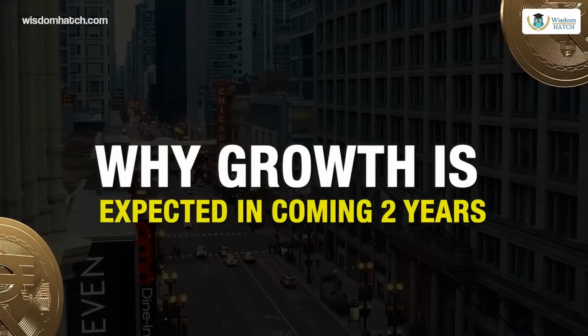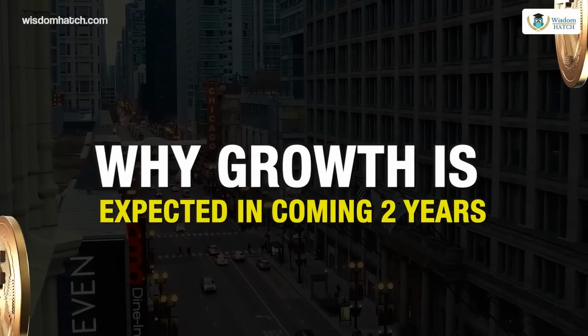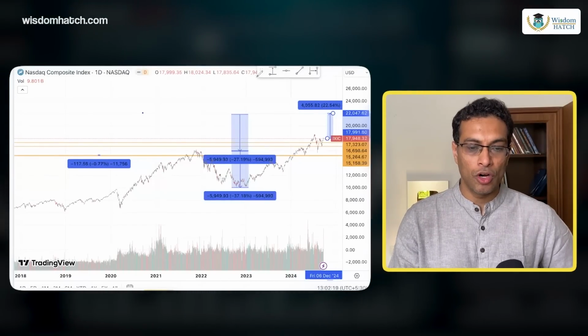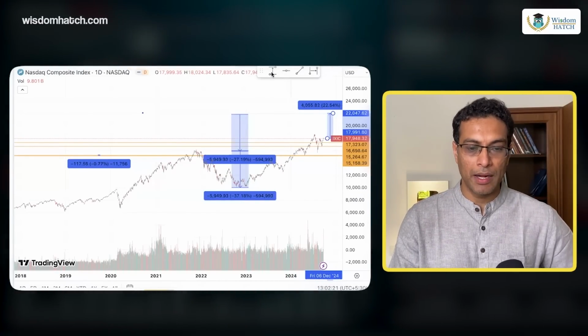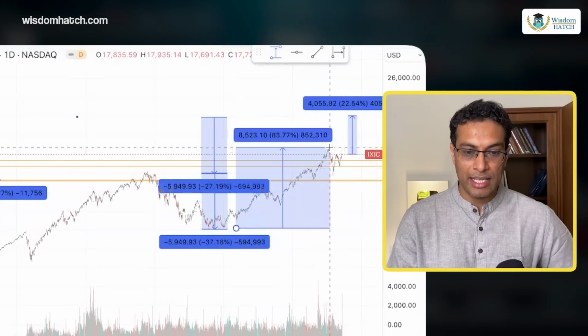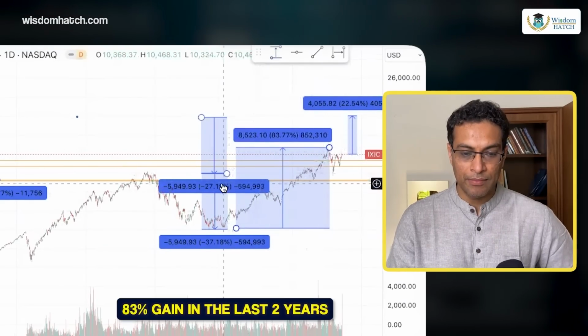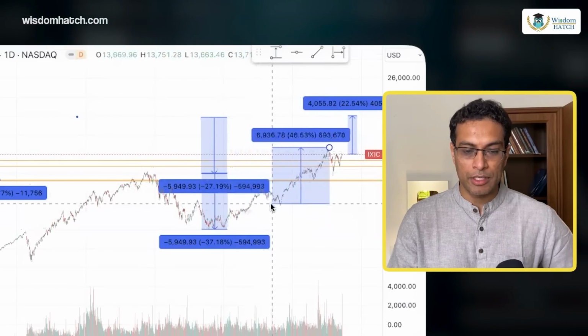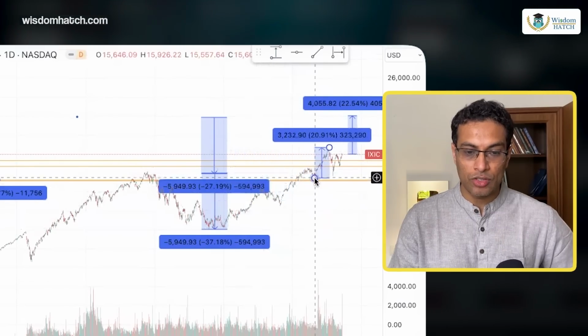But now why am I saying it? This is a more important aspect that you need to study, right? And there are 2-3 reasons why I'm saying this. So number one is the fact that the last rally that has happened, for example, if I remove all of this and let's look at this part, right? From here, this recent fall all the way till here, there has been a roughly 83% gain in the last 2 years, right? So ये तो हो गया from a mid-term perspective. लेकिन अगर आप last rally देखो, so this was the last rally.